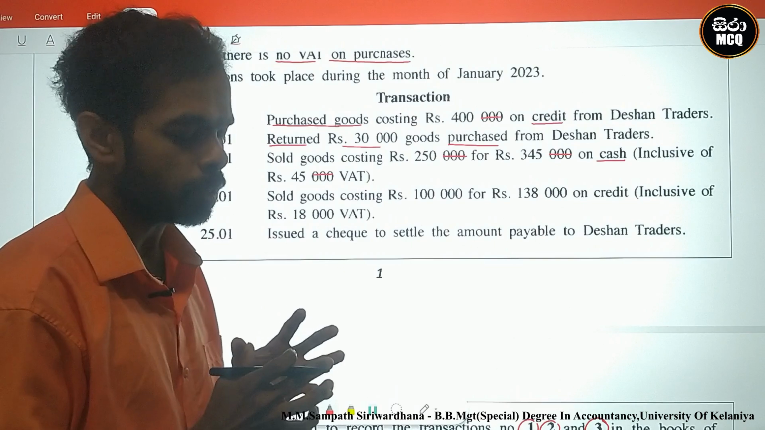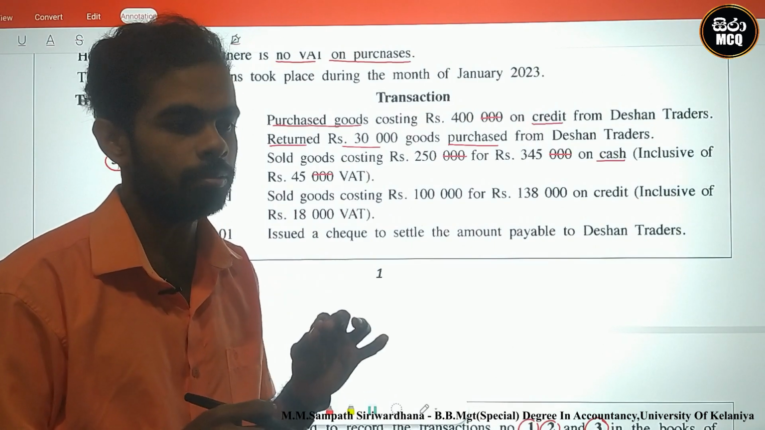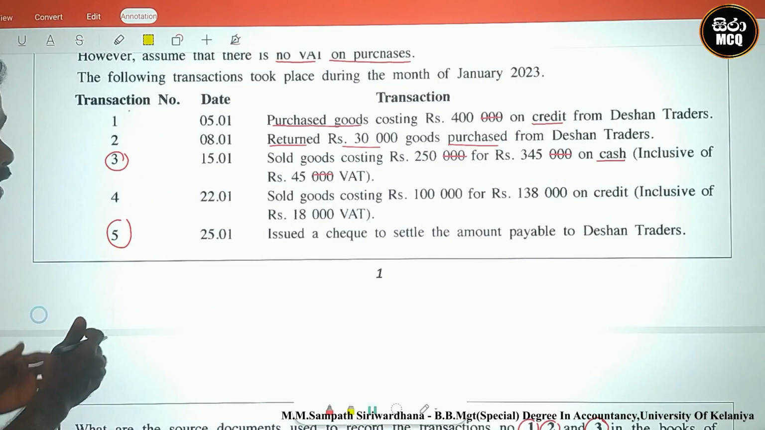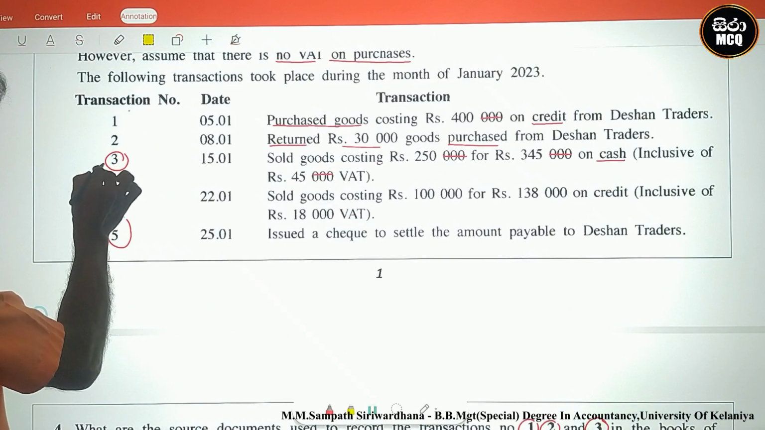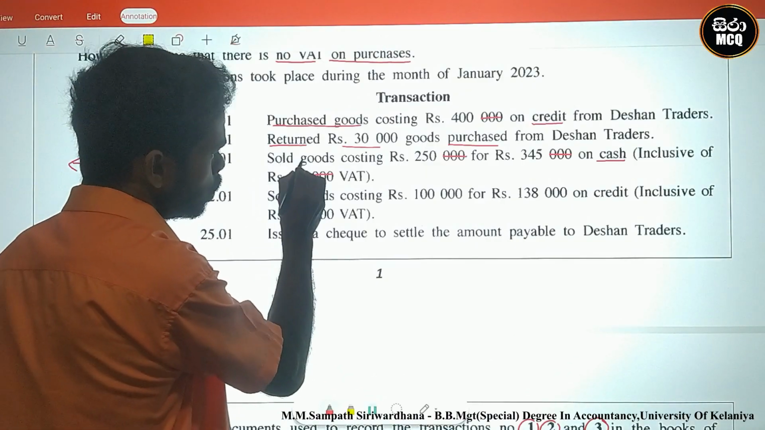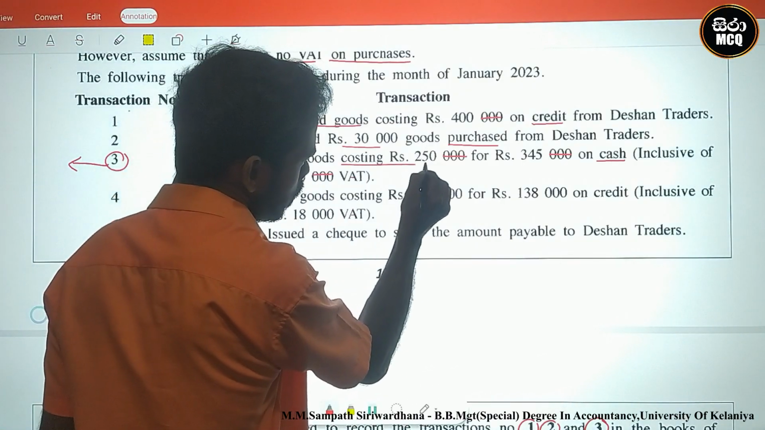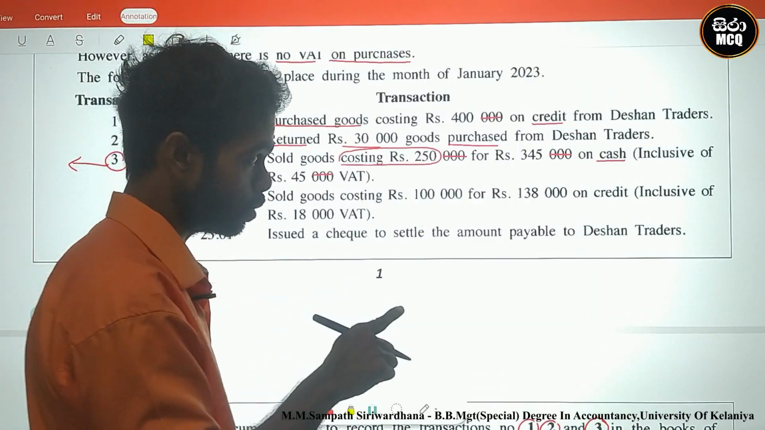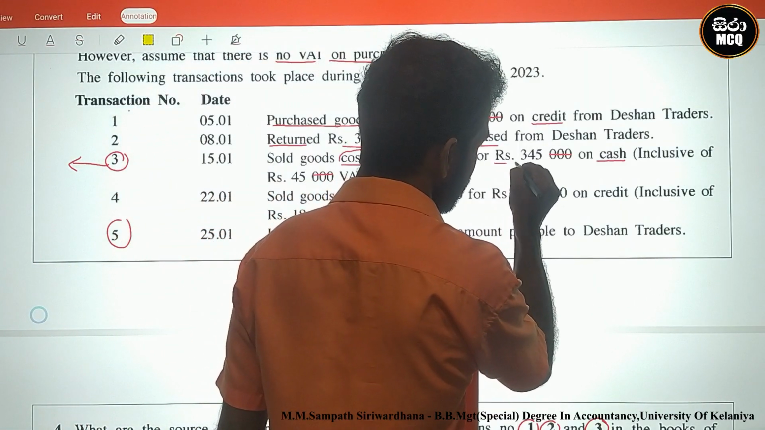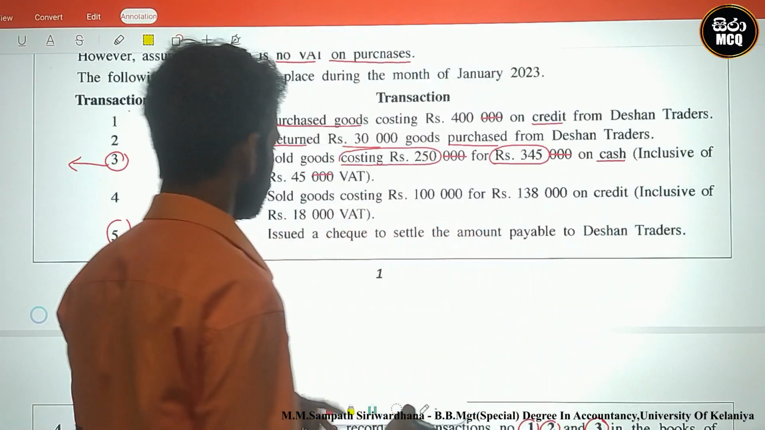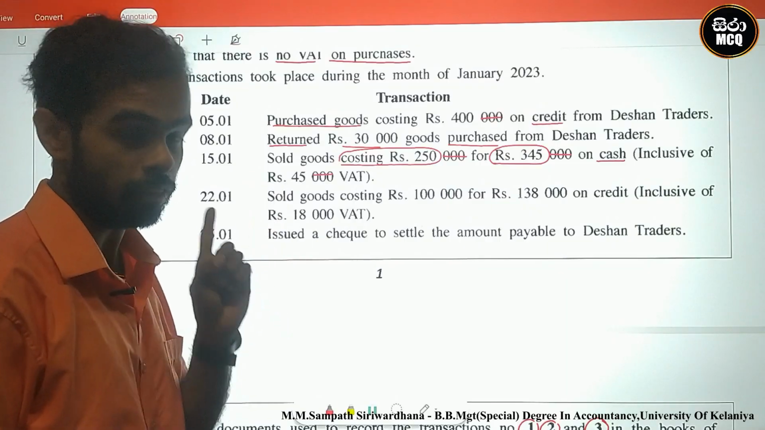This business is already registered for VAT, value added tax. Therefore we must concentrate on VAT. Transaction number 3: sold goods costing 250, the cost of goods is 250,000, for 345,000 on cash inclusive of 45,000 VAT.